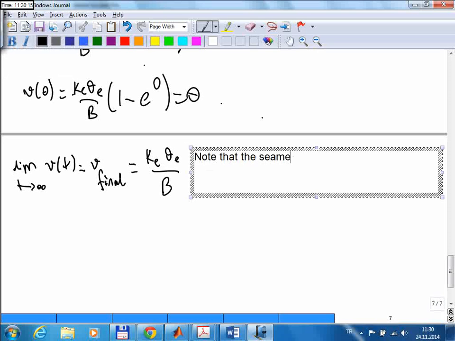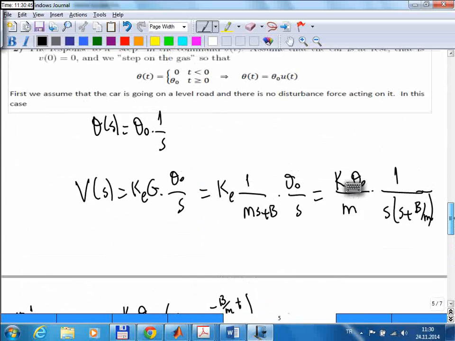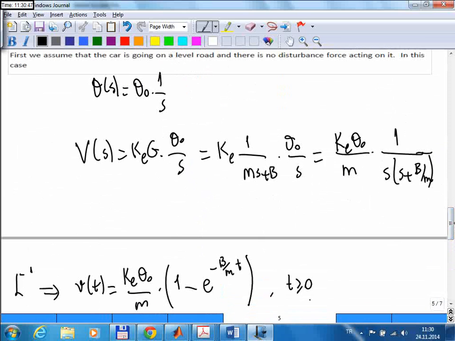Note that the same value can also be found by using what? The final value theorem, right? And to apply the final value theorem, we need to go back to the function that was still in the s domain. And apply the final value theorem here, you will see that you get the same value.